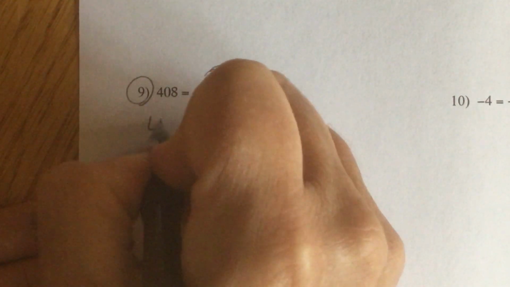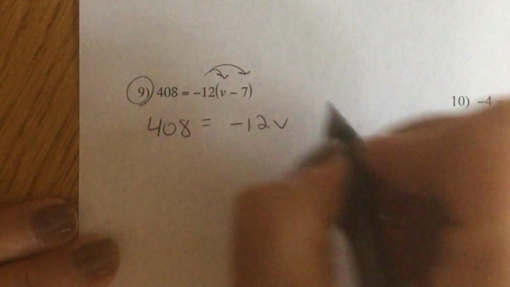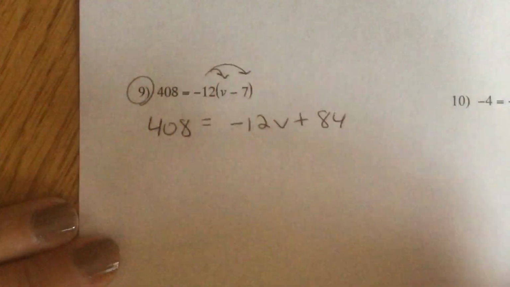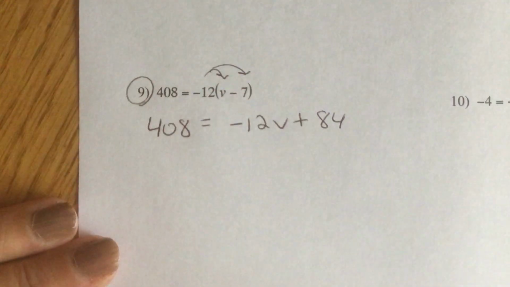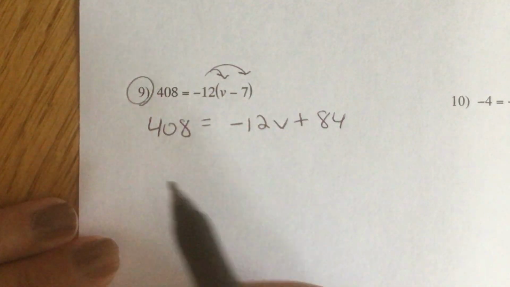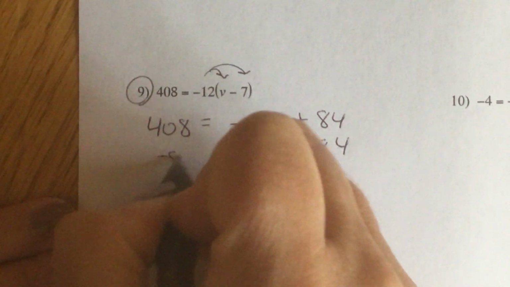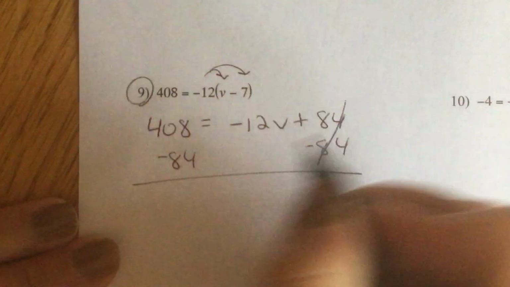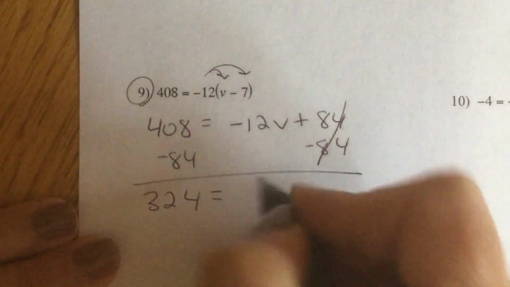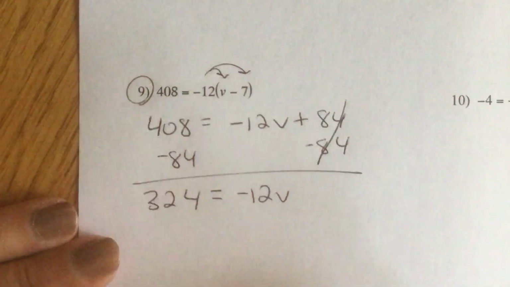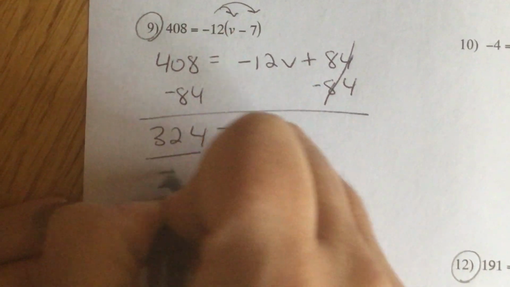So you're going to have 408 is equal to negative 12v, and then plus 84 because you have a minus and you have a negative. Minus a negative becomes plus a positive. Now you have a regular two-step equation to solve. So subtract 84 from both sides. So that's going to give me 324. Bring down negative 12v, and then you're ready to divide by negative 12 on both sides.